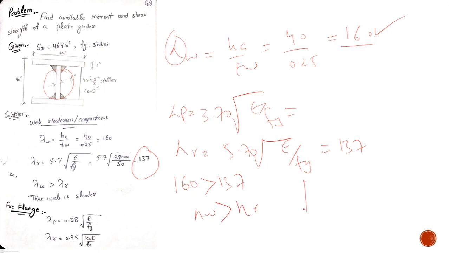You should know that this is lambda p and this is lambda r, and this was the slender zone and this was the compact zone. It means your web is slender, because your lambda r comes out to be 137 and the lambda w is 160, which is much greater than 137. Now it's a problem, so we have to design based on slenderness of our web.